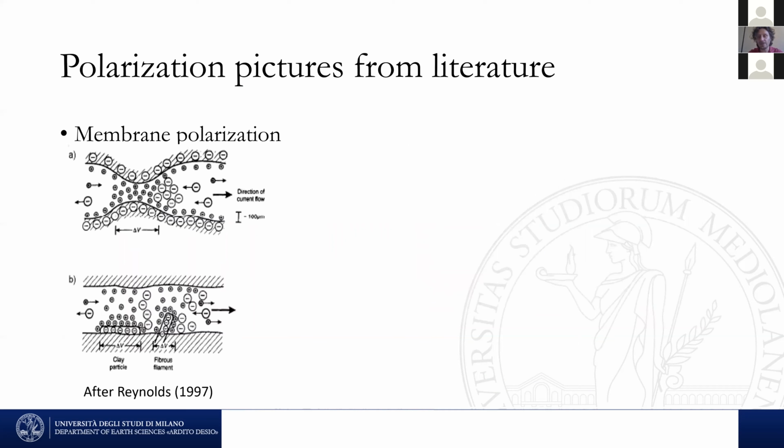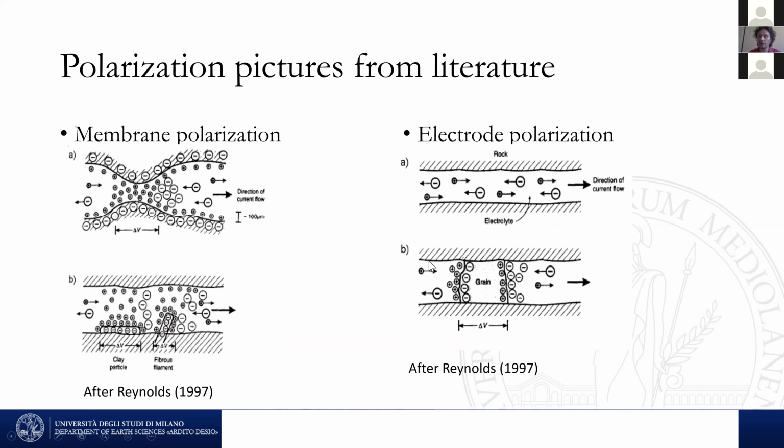We have the membrane polarization that acts actually not on the ions that flow through the surface of the grains, but on the ions that are in the pores that are not able to pass through the narrow pores of our rock matrix. And then we have the electropolarization. That is the one that we are actually interested in when we look for mineral exploration, because in this case the polarization is there because of the polarization of the metallic grains of the ores in the rock matrix.